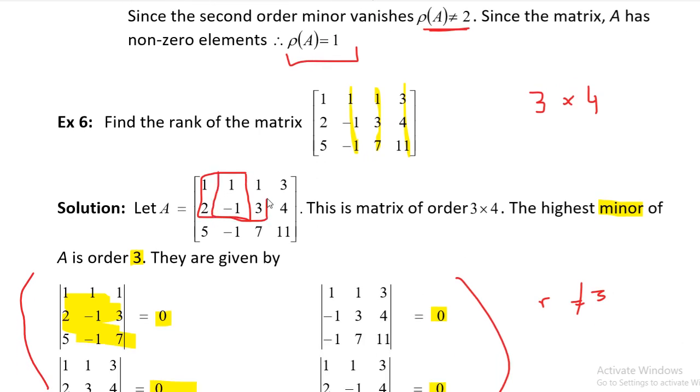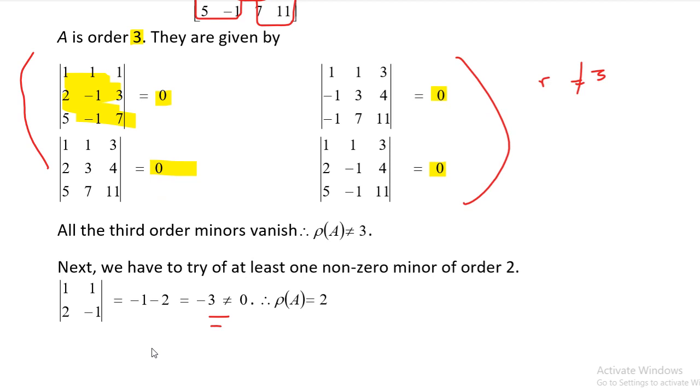Another minor can be this one. Another minor can be this one. There will be many 2 by 2 minors here. This is also a 2 by 2 minor. But if the first one is 0, I will go to the next one. If somewhere I get a non-zero number, I will stop there and say that the rank is 2.